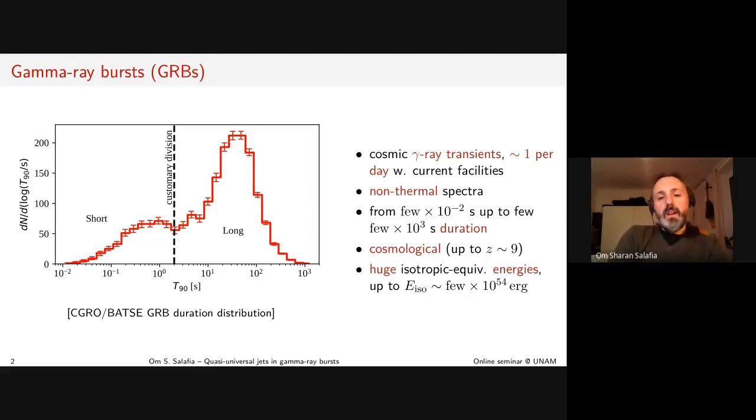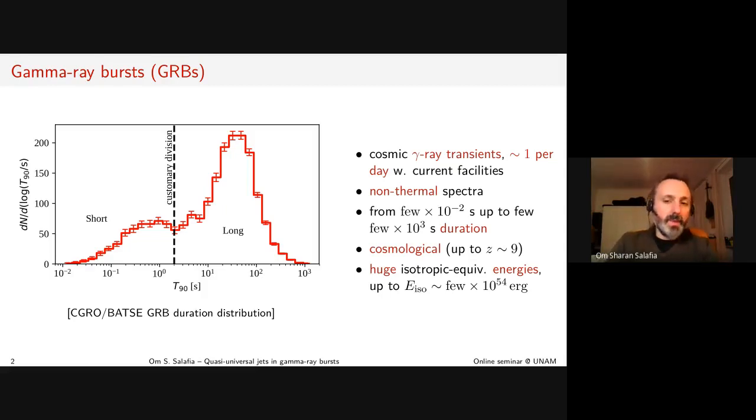So they are cosmic gamma ray transients, and with the current facilities like Fermi GBM, we detect almost one per day on average. With the other main facility, the Swift satellite, which has better localization capabilities, there are fewer. But anyway, we have a large sample of these, at least for what concerns the gamma ray emission.